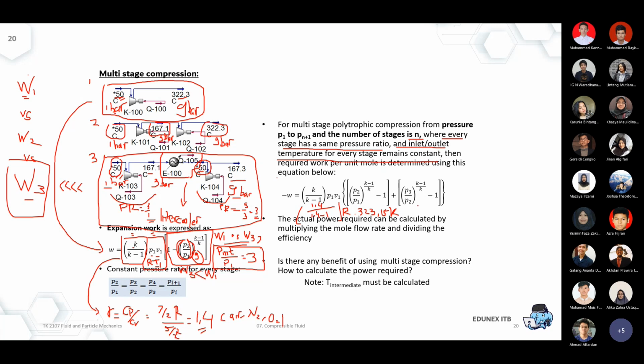Okay, then what's inside the bracket? So the pressure ratio in the first stage, 3 power of 1.4 minus 1 per 1.4, minus 1, plus 3 power of 1.4 minus 1 per 1.4, minus 1. Okay, so that's the overall total work.